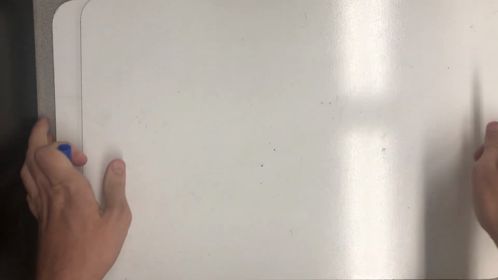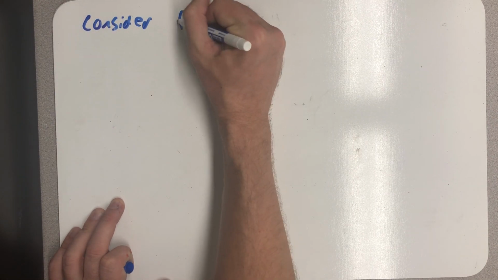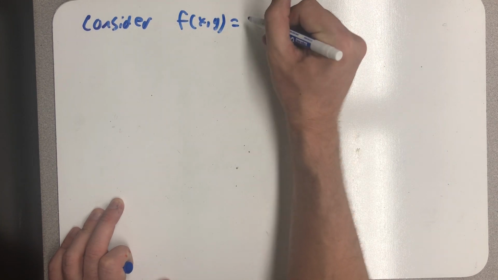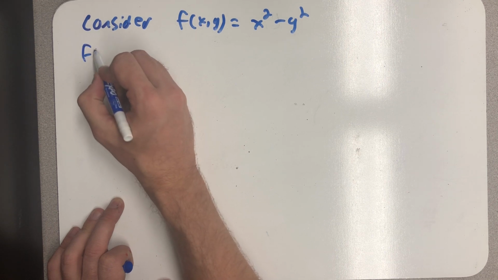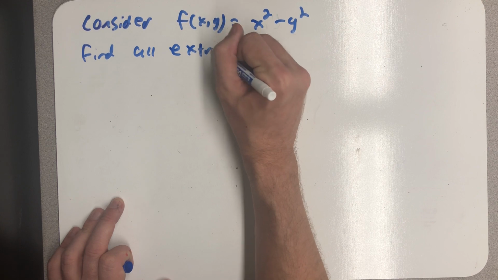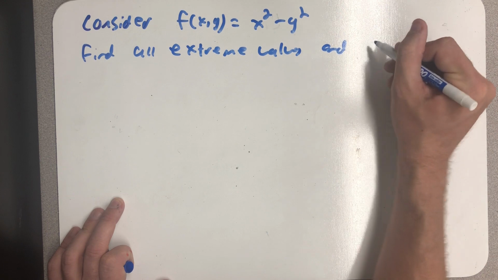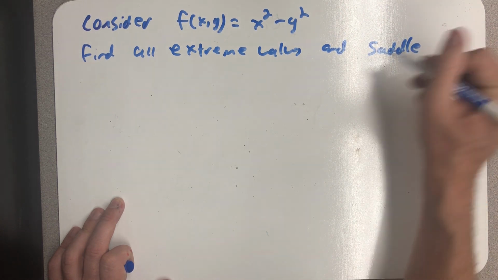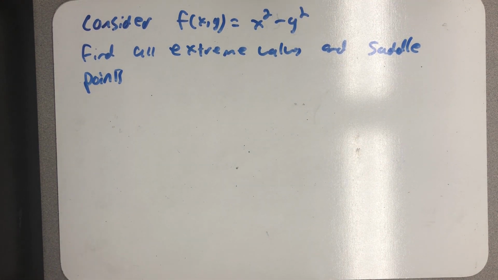Okay, so let's do an example. Consider f of xy equals x squared minus y squared. Find all extreme values and saddle points. Well, this is a good example to start off with because it's not a complicated function to deal with, and we know the answer.